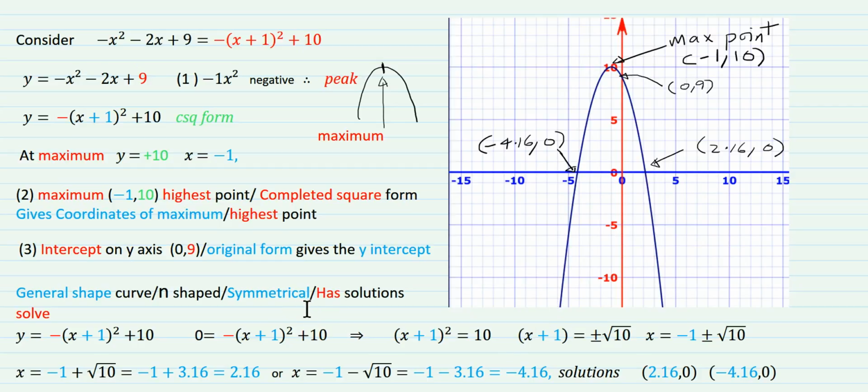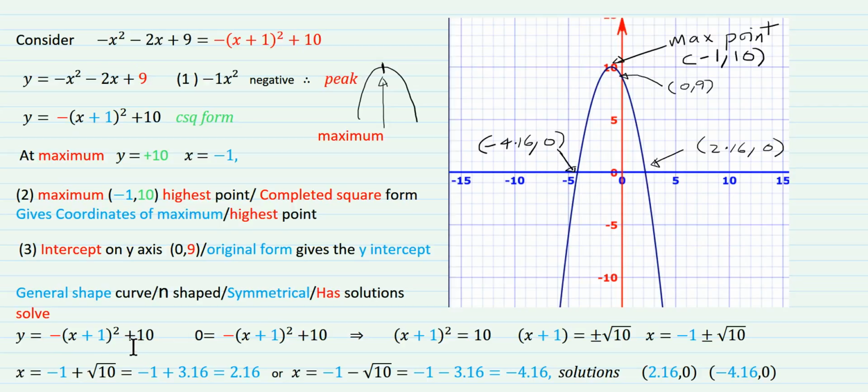This curve is different to the previous two in that it has solutions, because as you can see, it crosses the x-axis here once and here once. It cuts it once, twice. Now this is the quadratic in its completed square form. There's a negative in front of it.